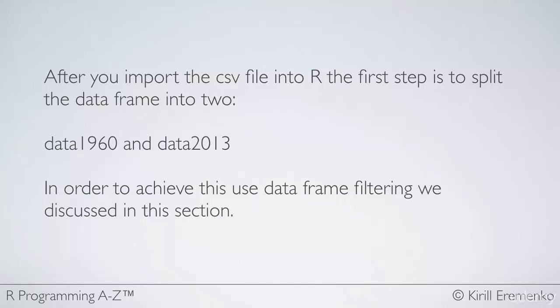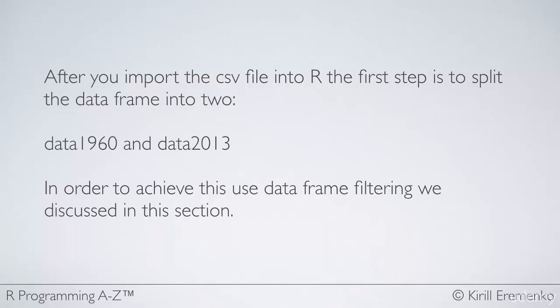After you import the CSV file into R, the first step is to split the data frame into 2. So you've got a data frame with 2 sets of data in it. Well, the best approach will be to split the data into 2 data frames. In order to achieve this, use data frame filtering we discussed in this section.